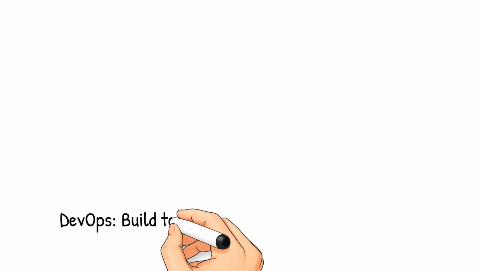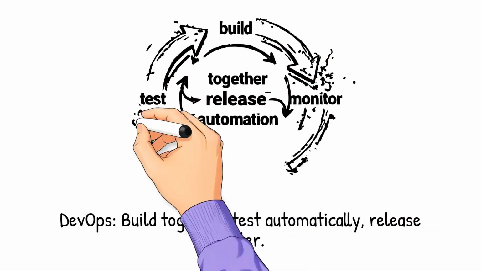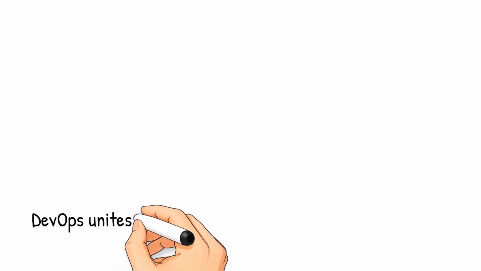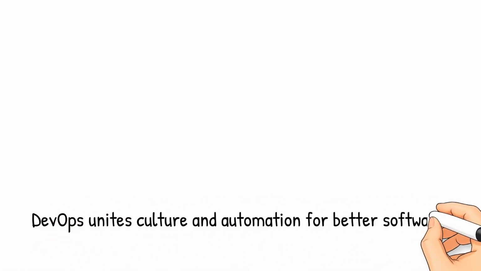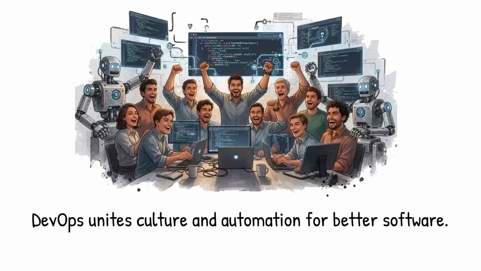Let me make it even simpler. DevOps means build together, test automatically, release faster, monitor continuously, and fix problems quickly. Two words really matter here: together and automation. Together is the culture part. Developers and operations are no longer fighting. They share one goal: deliver good software that works for users. Automation is the technical part, letting machines do the slow, repetitive work that humans used to do by hand.